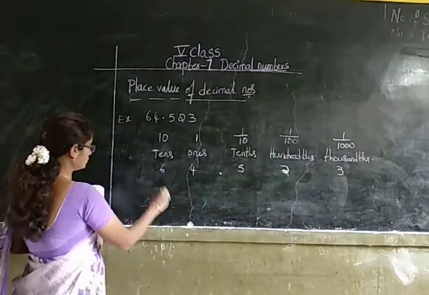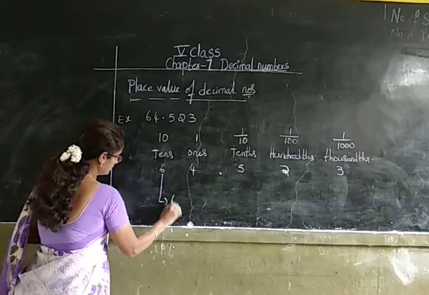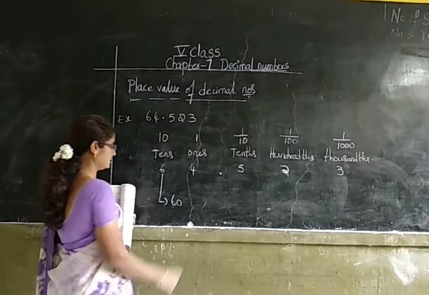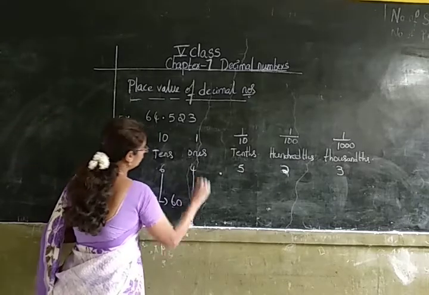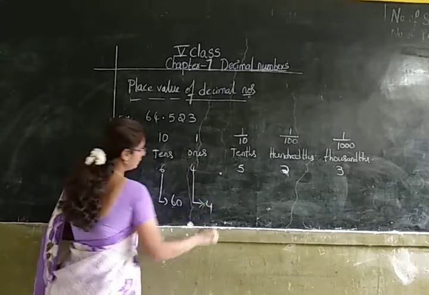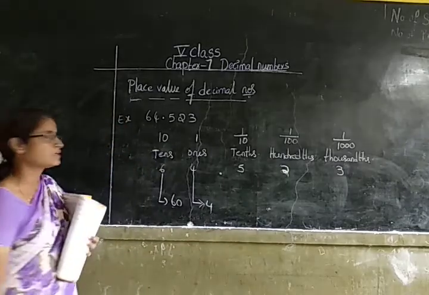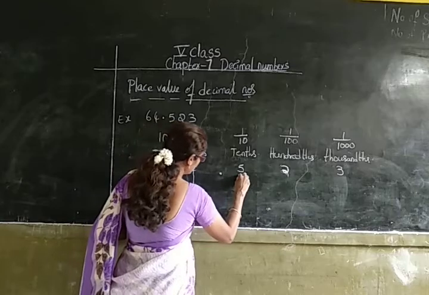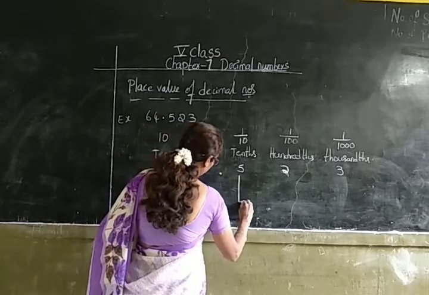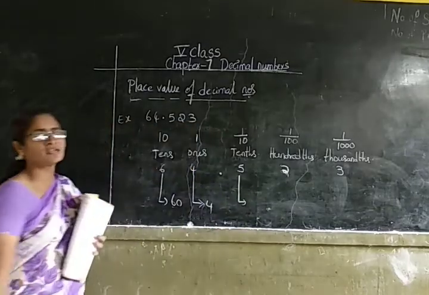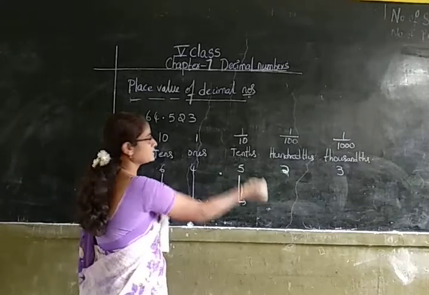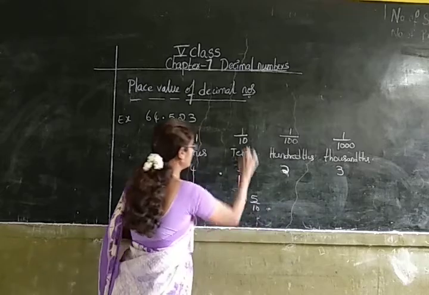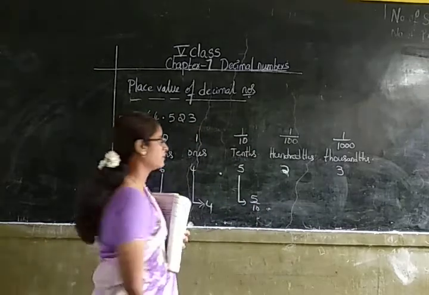Now let us write down the place value of 6. The place value of 6 is 60, because 6 is in the tens place. Similarly, the place value of 4 is 4 because it is in the ones place. The place value of 5, which is in the decimal place after the decimal point, is 5 by 10 because it is in the tenths place.